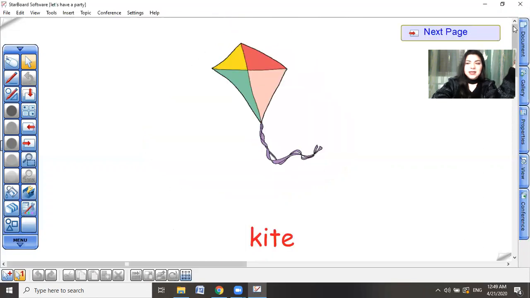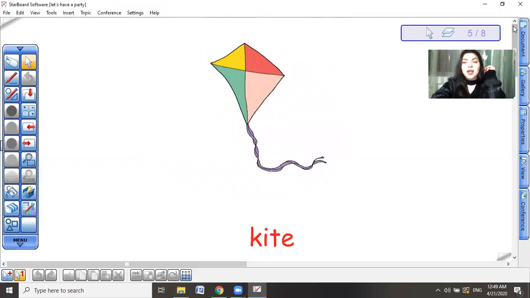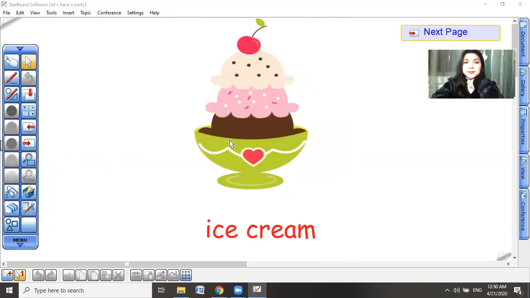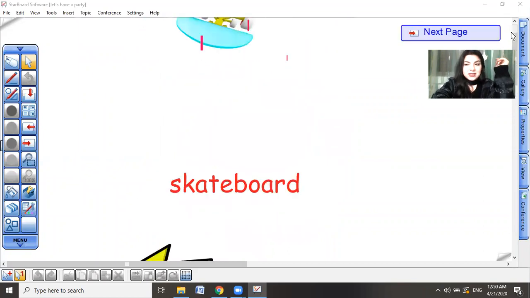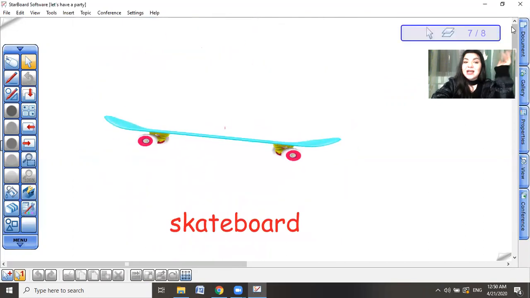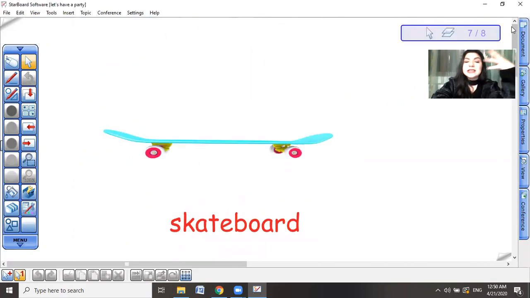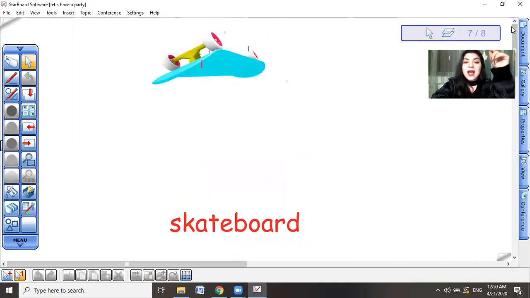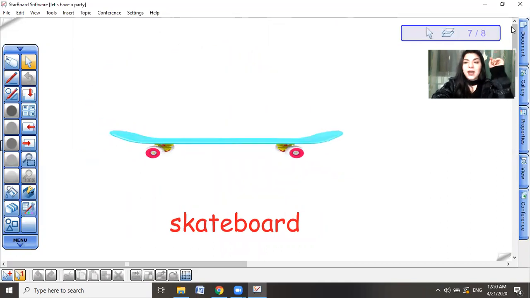Now, what's this? It's a kite. Good job. What's this? It's an ice cream. Excellent. Now what's this? It's a skateboard. So what's this? It's a skateboard. Excellent.